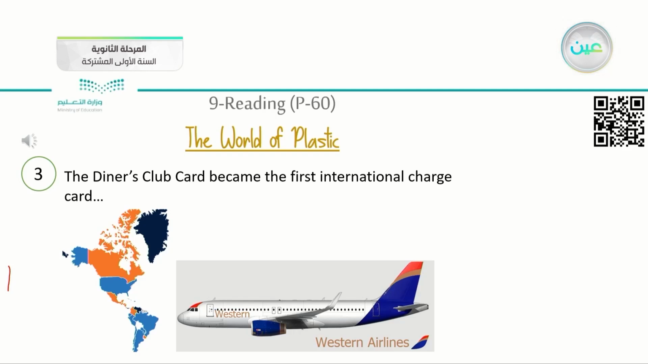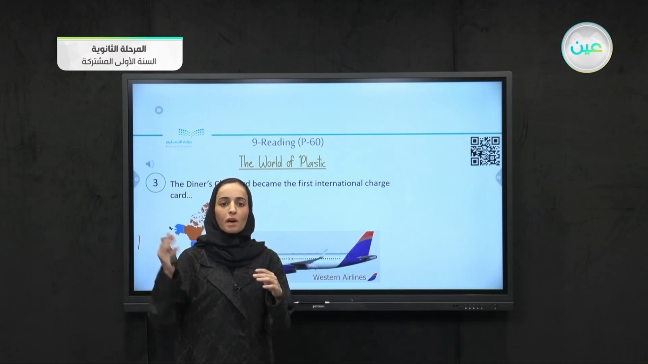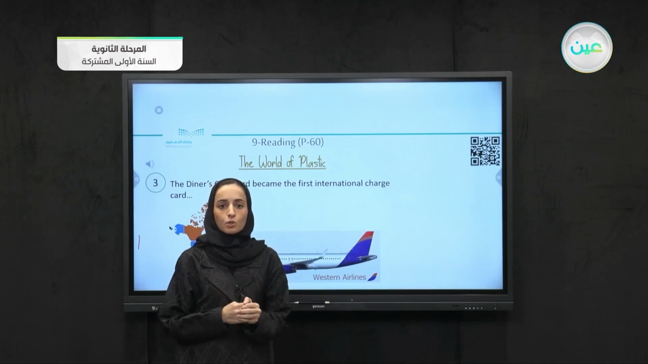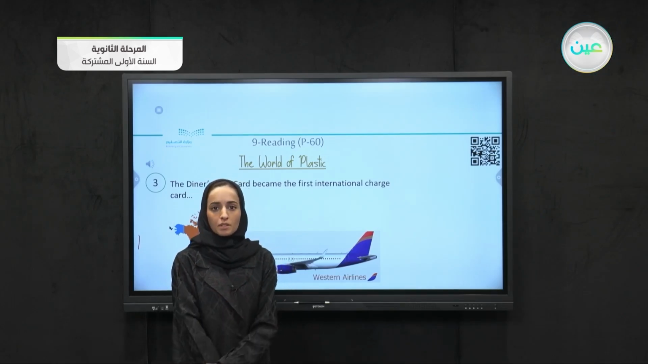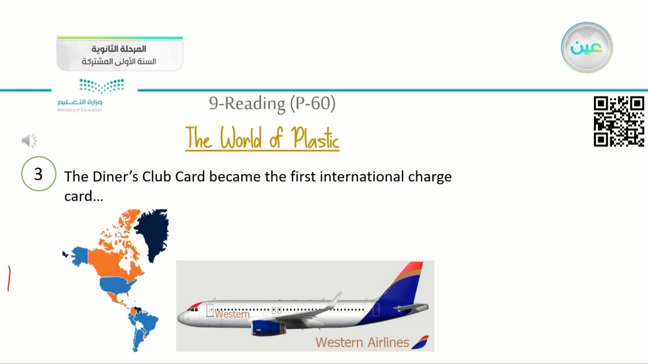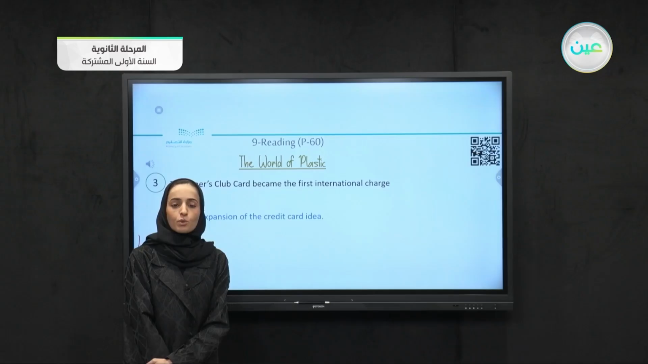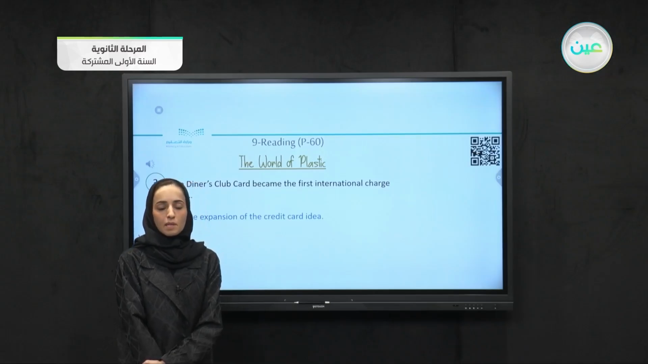So, the paragraph here is telling us that we're having an expansion, not only in the United States, but in Cuba, in France, and in Canada, they started using the Diners Club card. And also, 10 years later, we're having the Western Airlines, they accepted the Diners Club card. Now, everyone who wants to travel using the Western Airlines can use their Diners Club card, not only cash. So, the main idea here is the expansion of the credit card idea. Not only airlines, but also we're having hotels, restaurants, and many other places.